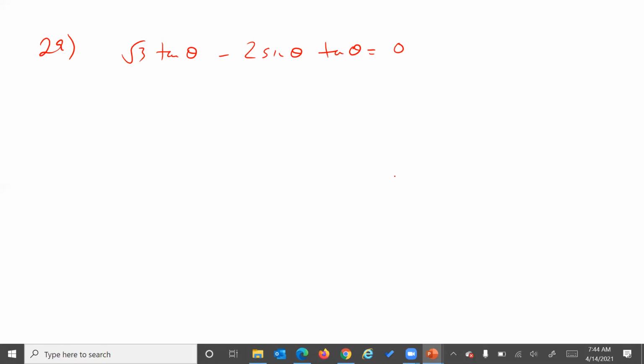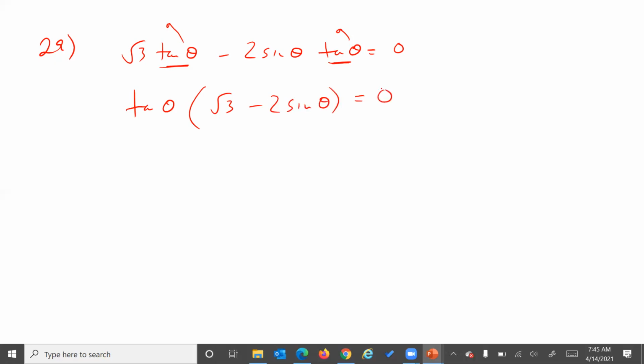Can you factor tangent? I think they're probably the same way. Notice there's a tangent here, and then there's a tangent right there. So that at least will separate them out, especially since it's equal to 0. That kind of helps out. So how about this? Tangent theta gets factored out of here, and I'm left with square root of 3 minus 2 sine theta.